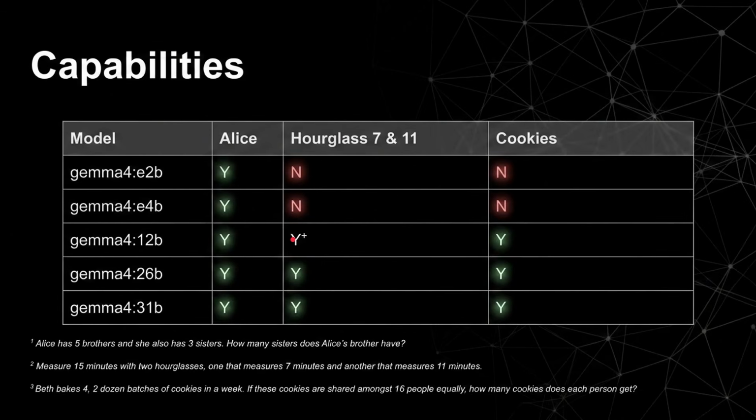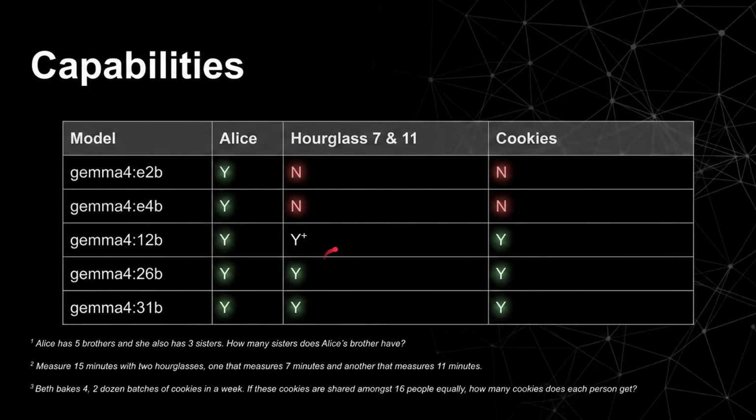And then I brought in another question, and this is an interesting one. Beth bakes 4, 2 dozen batches of cookies. So it's 4 lots of 2 dozen batches. Now that comma is important. Again, the smaller models don't get it. They get it wrong and end up working out the wrong math because they don't work out that it's 4 lots of 2 dozen batches. However, the 12 billion parameter one and the bigger ones get it all right.